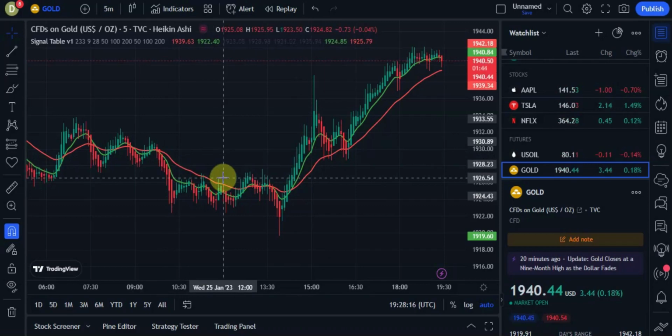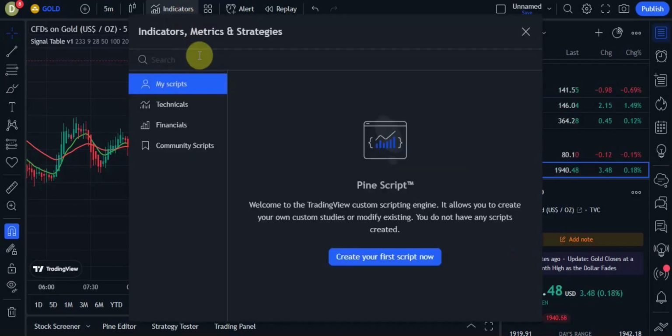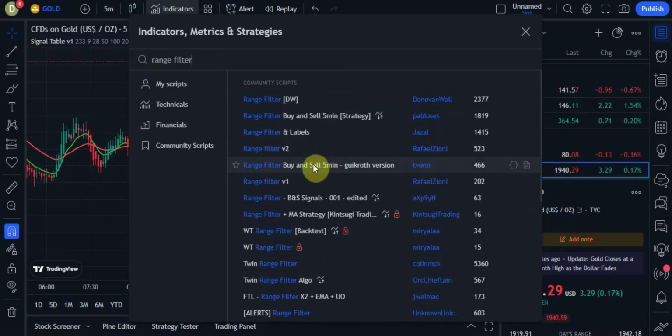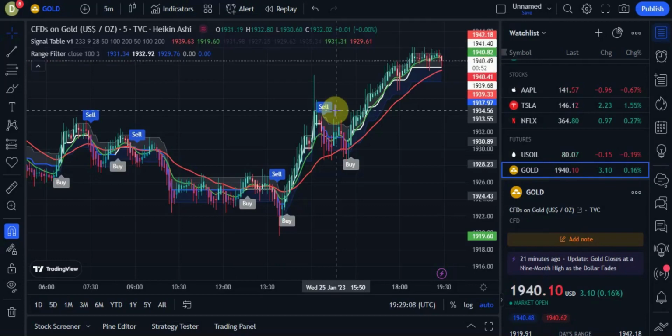All right, next we're going to add the second indicator. So let's go ahead and type in range filter, and this is the one we want here, range filter, buy and sell, 5-minute GUI cross version. Let's add this. And with this indicator, we only need the buy and sell signals. Okay, so let's go ahead and make some changes here.